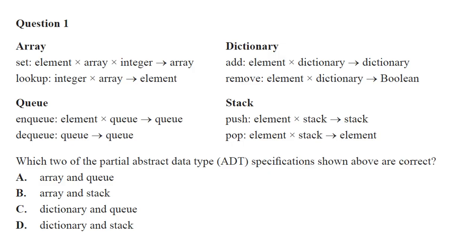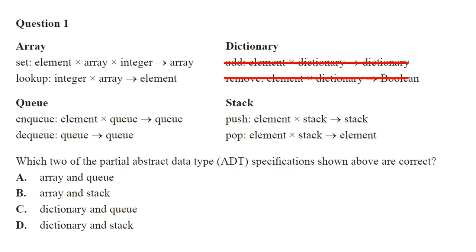When we add an element to the dictionary, it gives us a dictionary, but we also need a key. So it needs to be a key-value pair to add to the dictionary. So we can see straight away the dictionary is wrong. We can also see that the remove method is wrong because when we remove an element from a dictionary, it should return the new dictionary, not a Boolean. So that is also wrong.